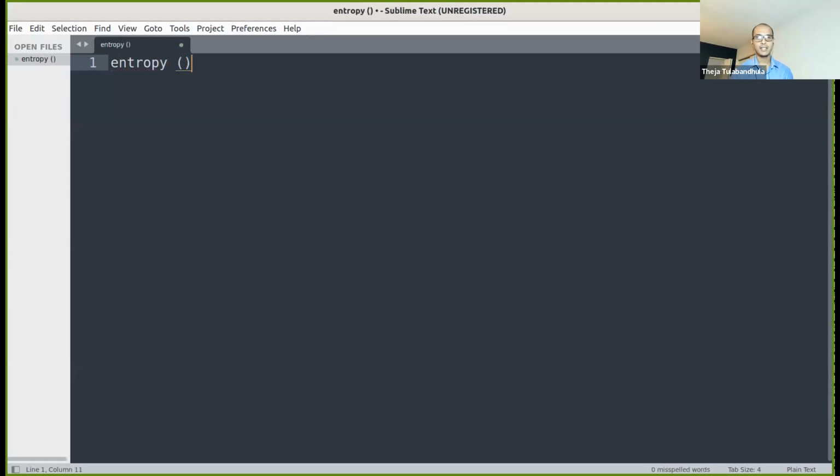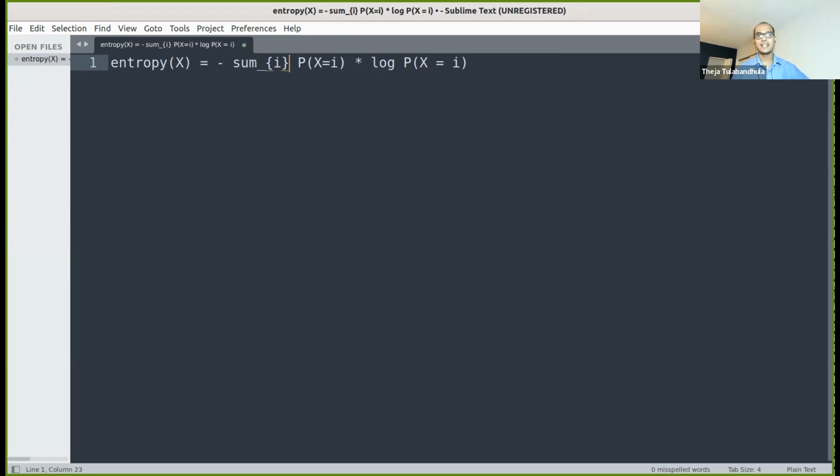Entropy of a random variable X is the sum over i of the probability of X equal to i times the log of the probability of X equal to i, and there's a negative sign in the front. So this is the definition of entropy.